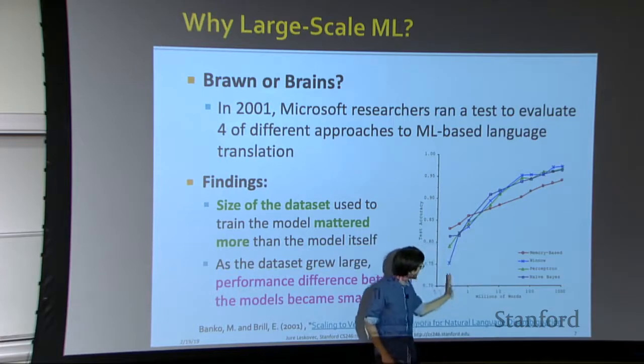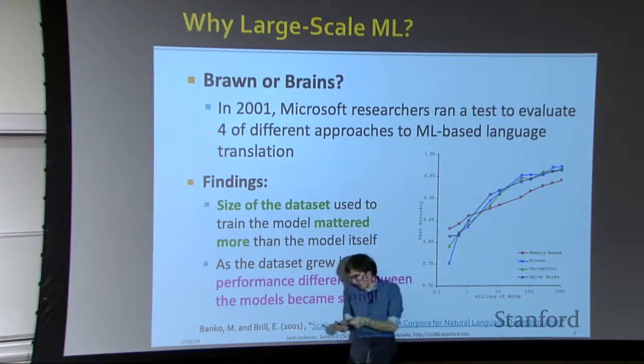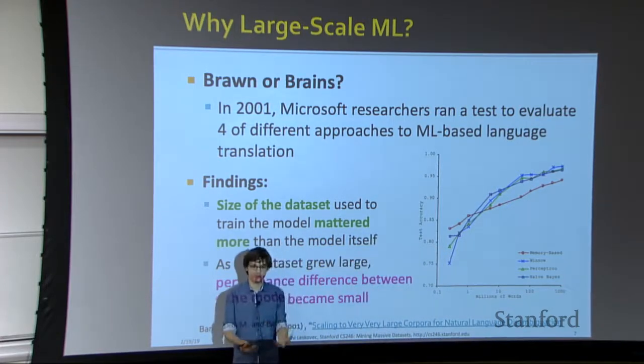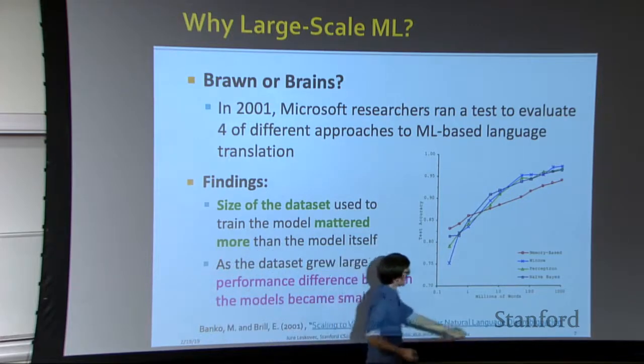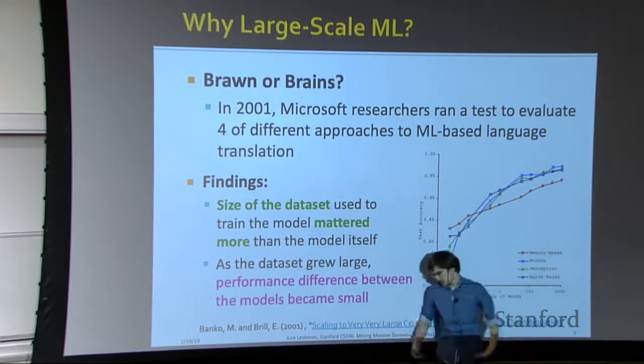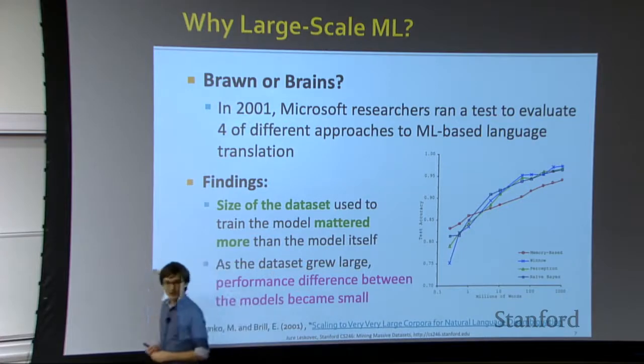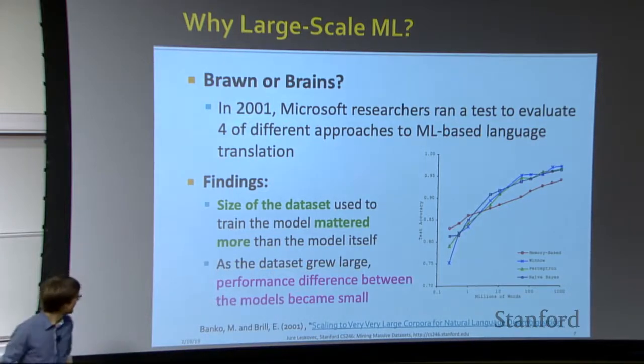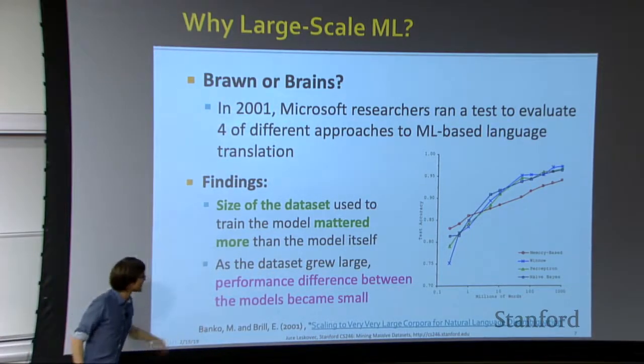Right? So again, the idea is when you have little data, you want to be very careful how you design your model so you can learn from little. When you have a lot, you just need a big model and the data will take care of it. So here's the paper.